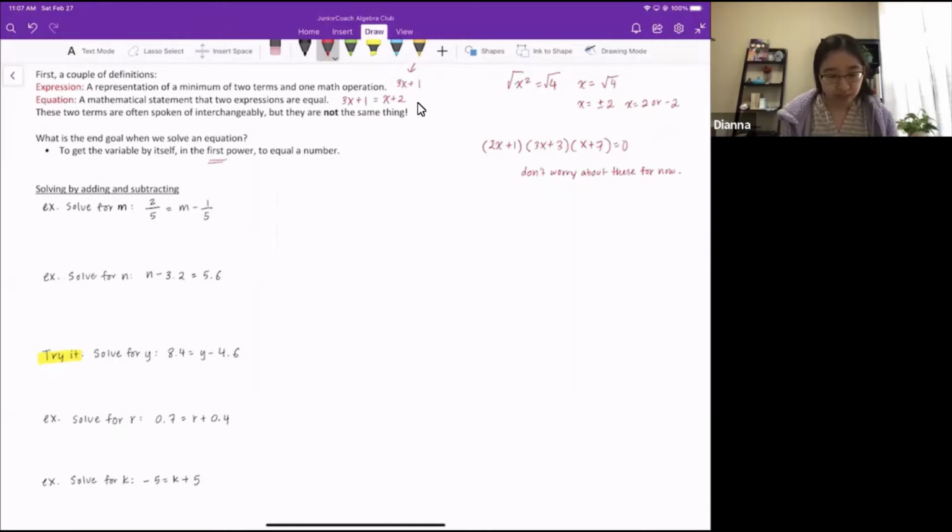So I like to teach by example, so I just go straight off the bat with some examples. In this case, we're solving for m, our first example: 2/5 equals m minus 1/5. I decided to put some fractions and decimals in here. Hopefully you know how to work with those, but I really like to use those kinds of examples because in the future you'll be doing a ton with complicated numbers.